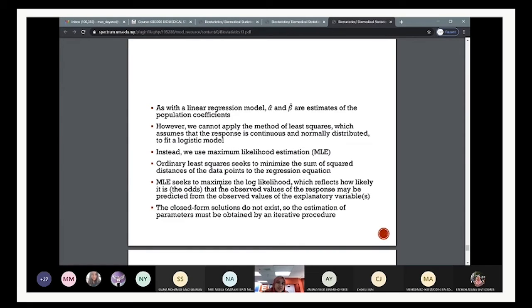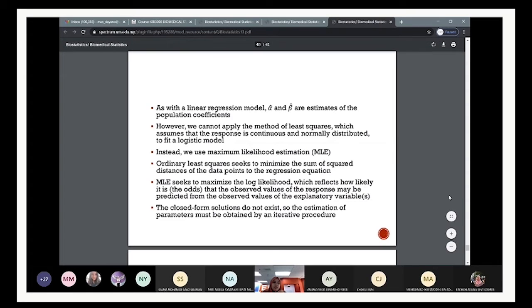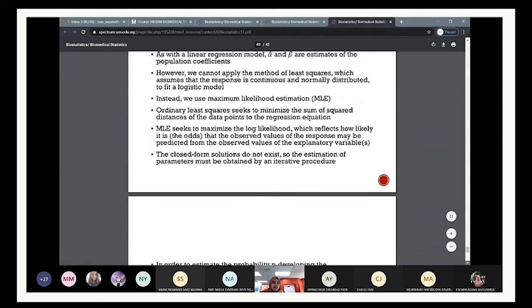So the MLE seeks to maximize the log likelihood, which reflects how likely it is that the observed value of the response may be predicted from the observed value of the explanatory variables. The closed form solution does not exist. So the estimation of the parameters must be obtained by an iterative procedure.